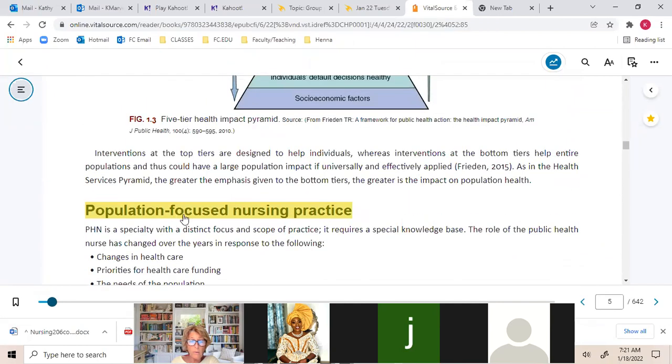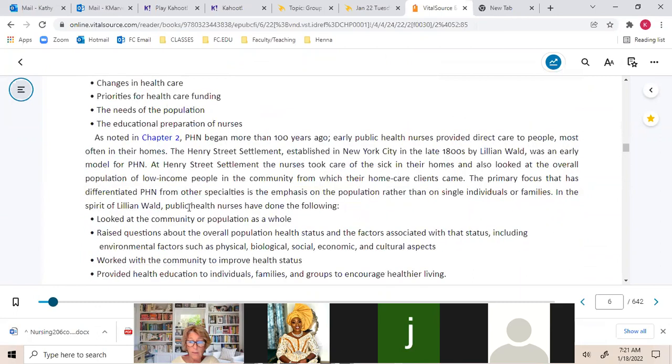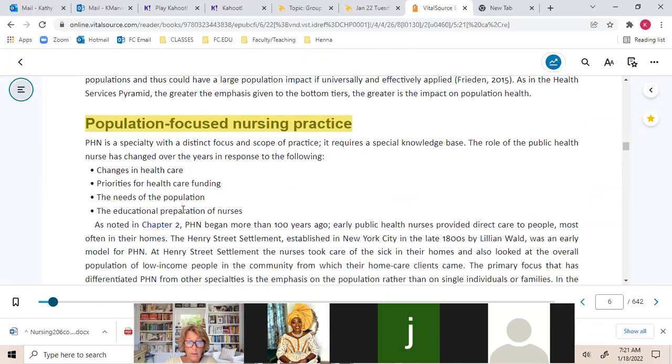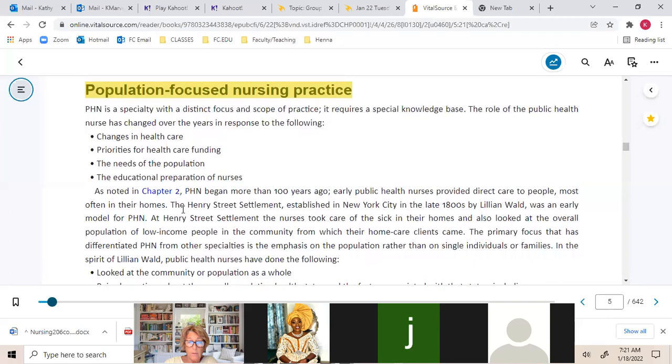Here's population-focused nursing practice right here on page 6. Population health nursing is a specialty with a distinct focus in the scope of practice. The role of the public health nurse has changed over the years. And so this goes through the last objective right here on page 5. Describe the role of the public health nurse and nursing and population health. So here's that.